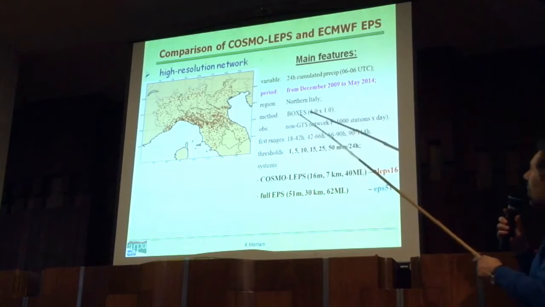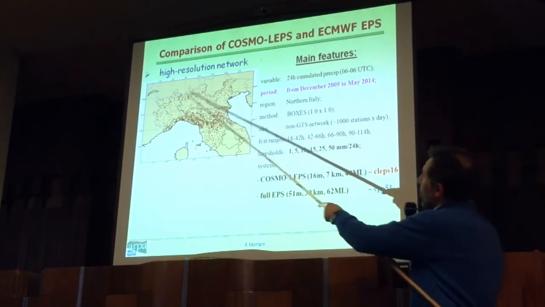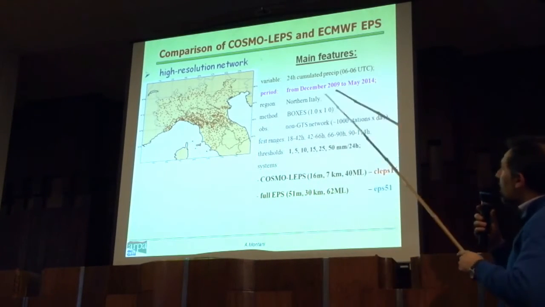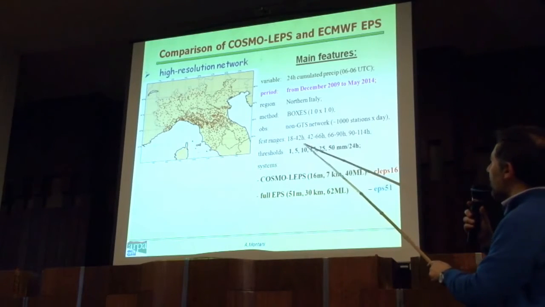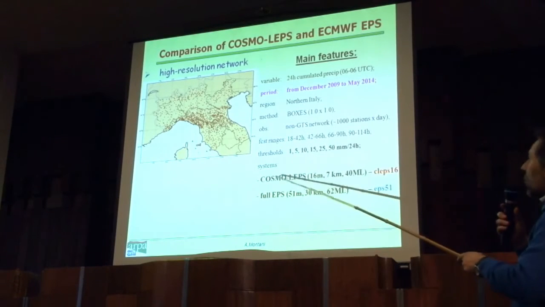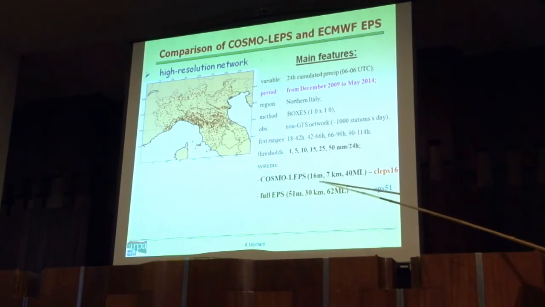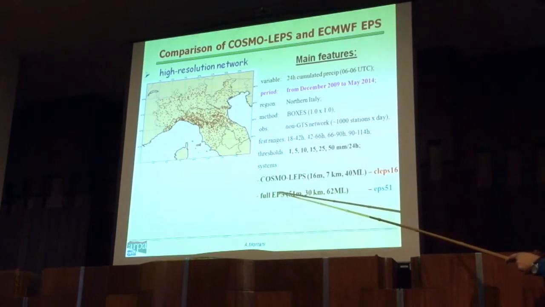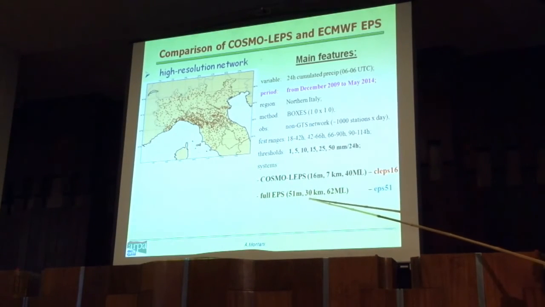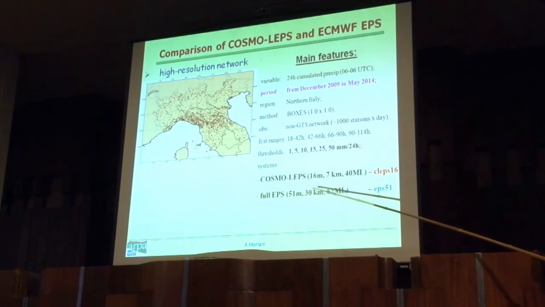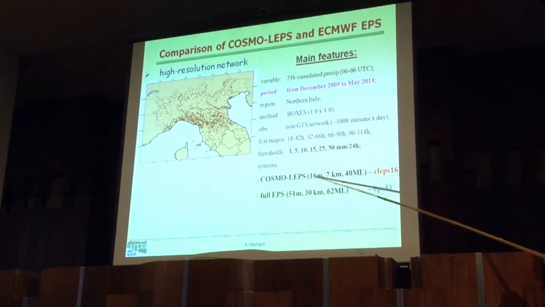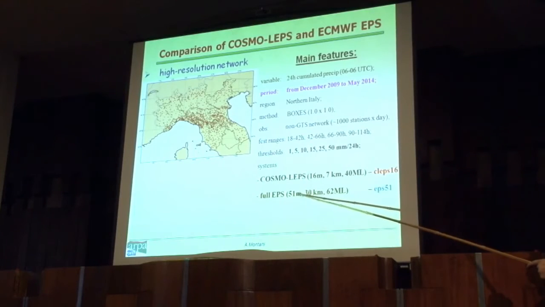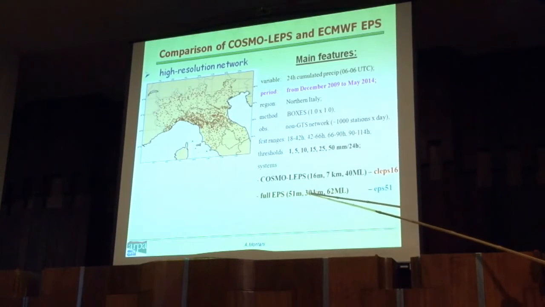What we basically did was we divided the whole domain in boxes. We look at the performance in terms of 24-hour precipitation. We compare COSMO-LEPS, which has 16 members, 7 kilometer, 40 model levels, against the full EPS, 51 members, 30 kilometer, 62 model levels. So COSMO-LEPS has fewer members, but higher resolution. This one has more members, but lower resolution.